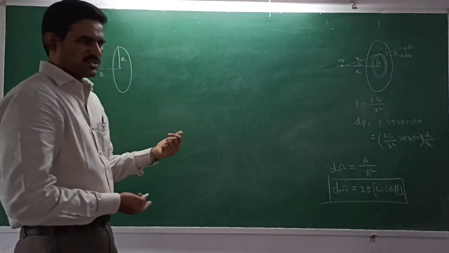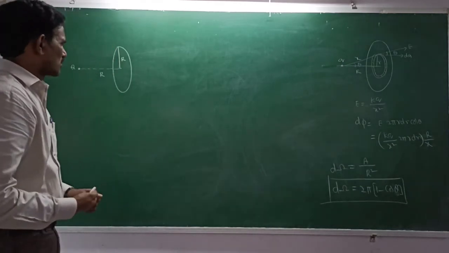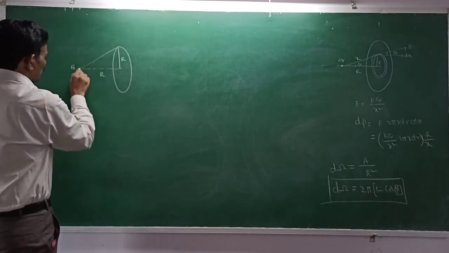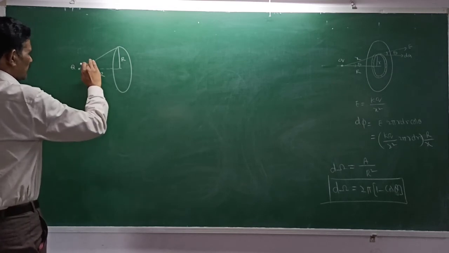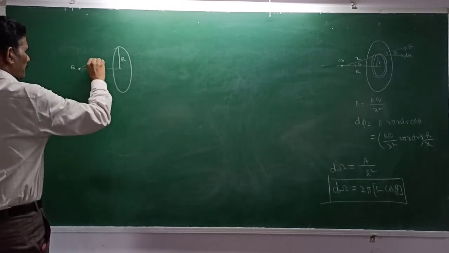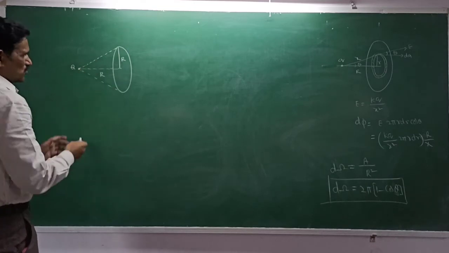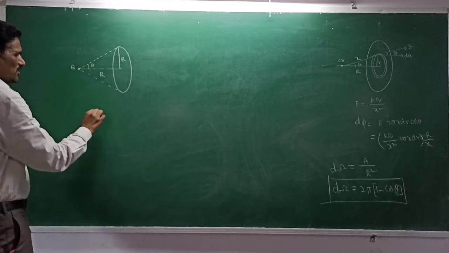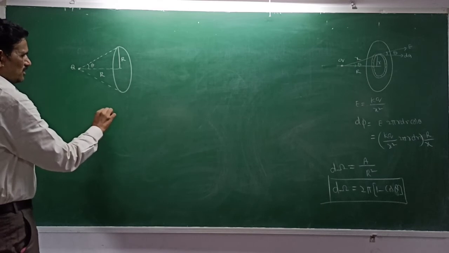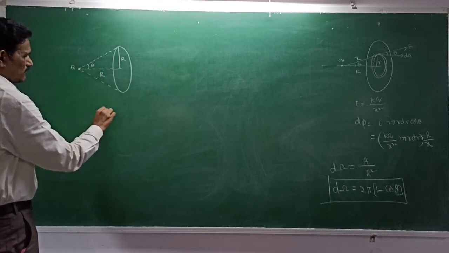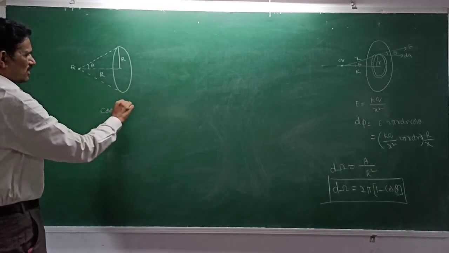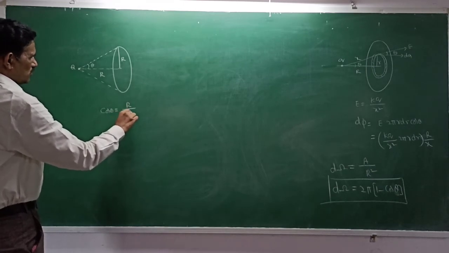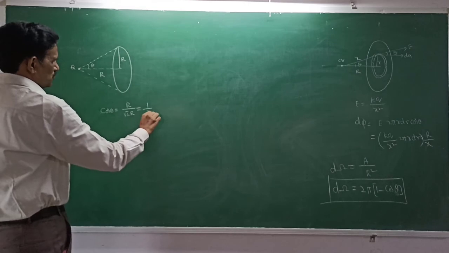Now I am using the plane angle and solid angle relation here. For that, I am just joining these lines, extending these lines, so that it forms a cone. Now this angle I am taking as theta. That theta we can define from cos theta, which is equal to r by root 2 r. So that is 1 by root 2.